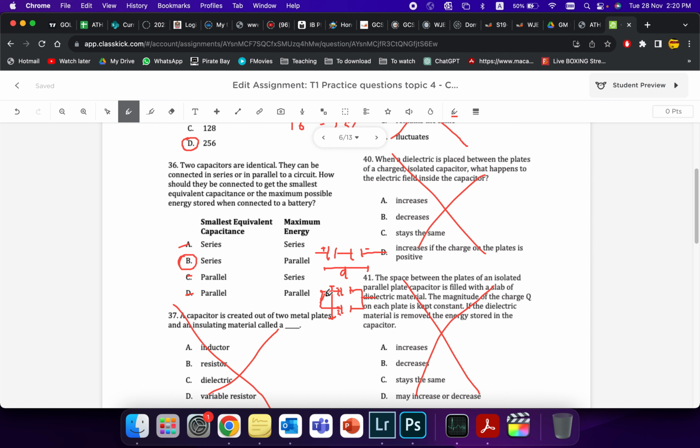So it comes kind of from the formula C equals epsilon A over D. Not so important. There you go. You have your answer.